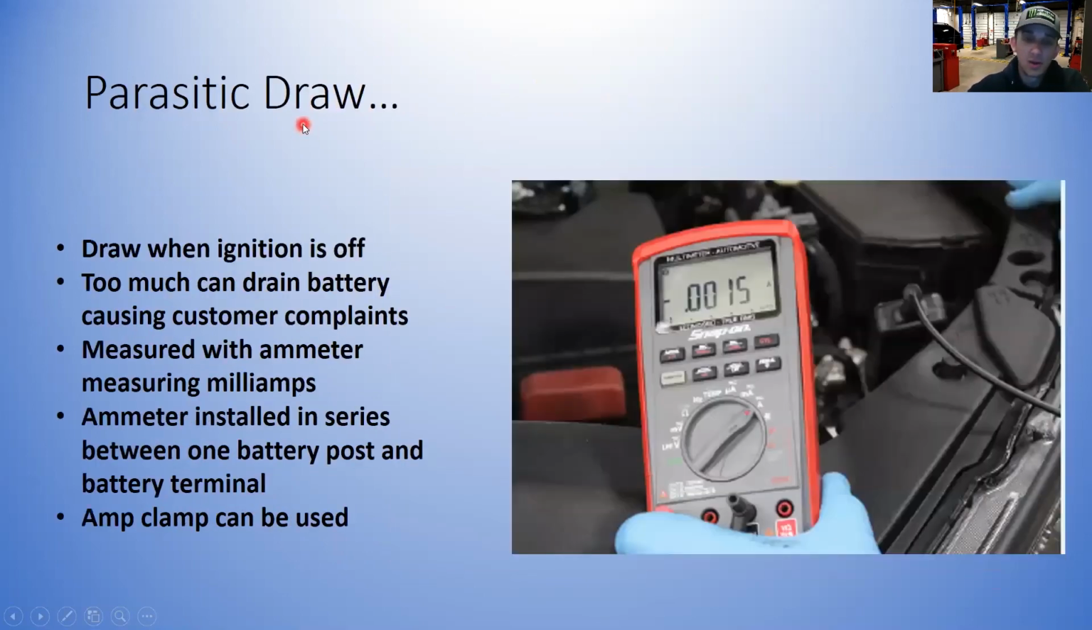Parasitic draw. What a drag, what a drain. It's a common problem that you guys are going to have to deal with more and more. As more and more electronic systems and computers and accessories are put on cars, there's more and more chance that you're going to have something malfunction and cause a draw. A draw is when the ignition is off and there's still power going to something. Too much can drain the battery, causing customer complaints.